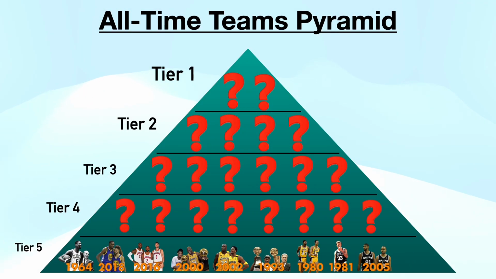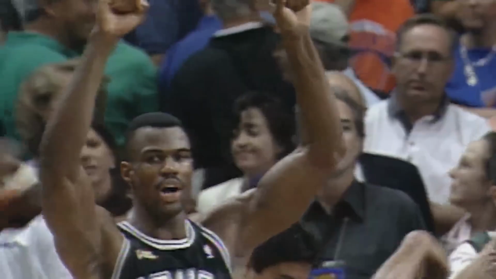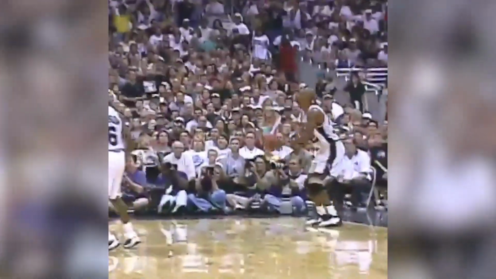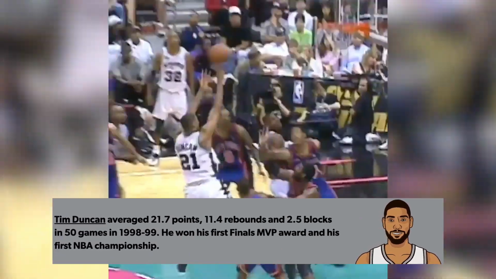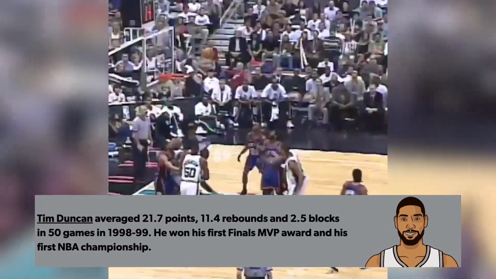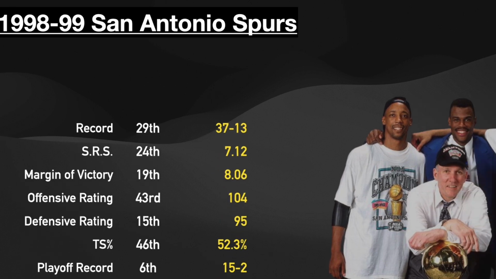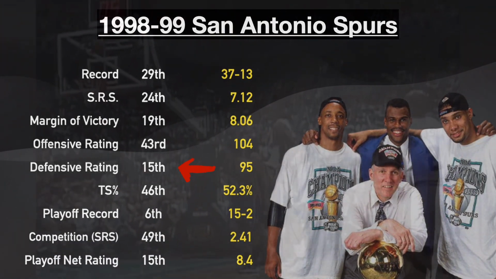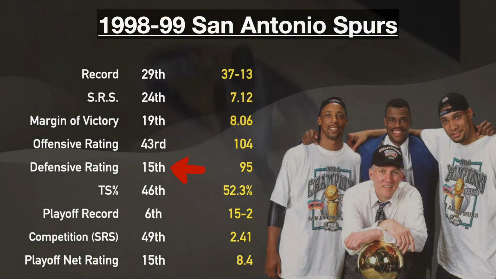And the final team we have here is the 1999 Spurs, where the Twin Towers duo was at their peak performance, with Tim Duncan and David Robinson. The Spurs, right before the turn of the century, were a very solid team. Sophomore Tim Duncan averaged 21 points, 11 rebounds, and 2.5 blocks. The spot where this team shines the brightest is on defense, where they placed top 15 all-time in defensive rating with a score of only 95.